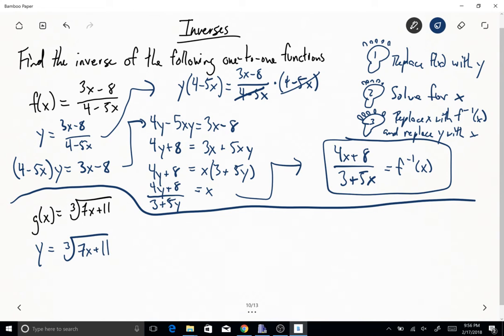So how do we get rid of a cube root? What do we do to both sides? Well, we cube it. So you get y cubed equals the cube root. I'll actually show that extra step. Hopefully that'll help this time around. So we get that cubed.